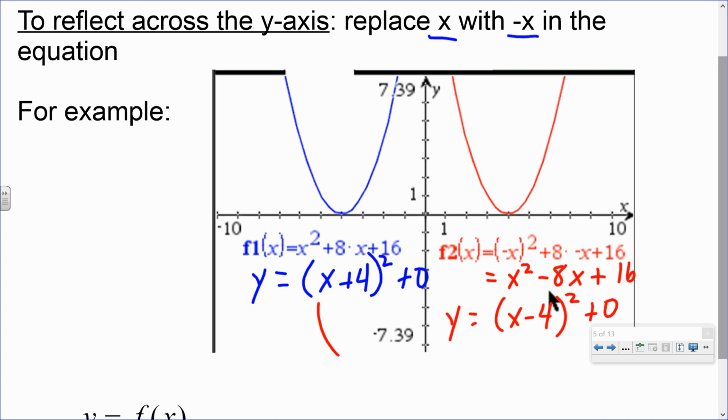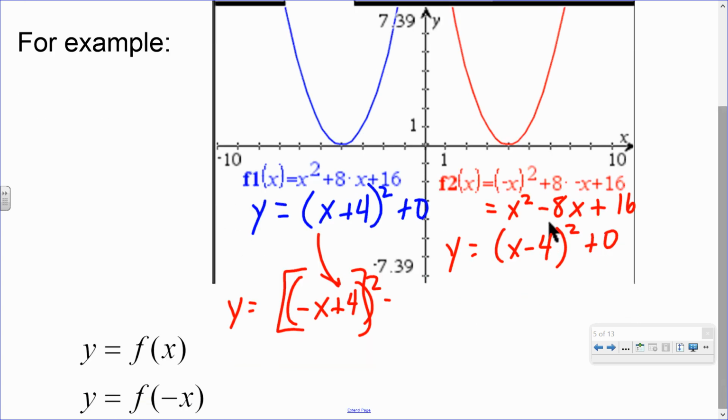I could have changed this x to a -x, and I'd get the same thing. I'd have -x plus 4 all squared. It doesn't quite look the same. This was x minus 4, that's 4 minus x. But if I factored out a -1 from what I'm squaring right here, that would leave me x minus 4. And if I squared the -1, I'd have a +1. And then I've got my x minus 4 squared just like I did here.